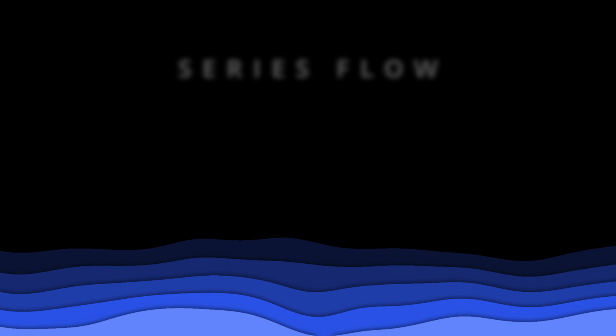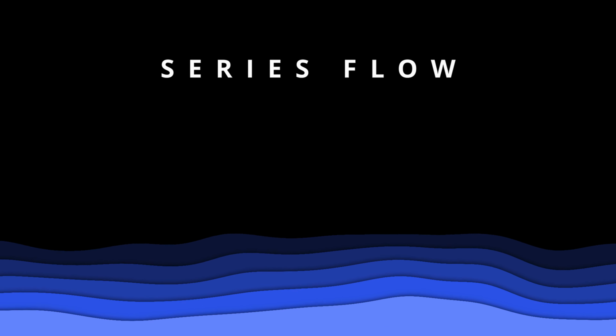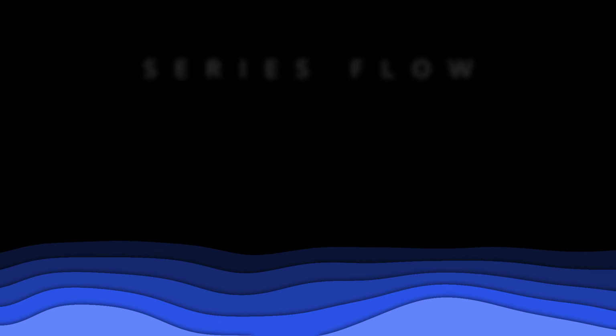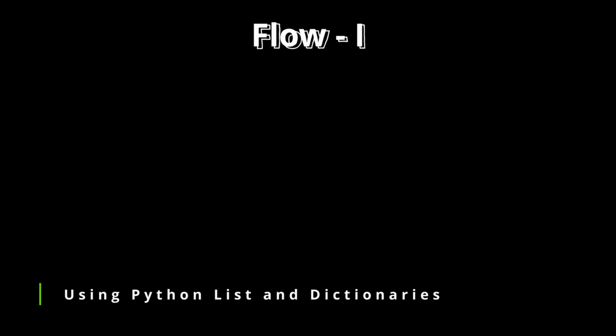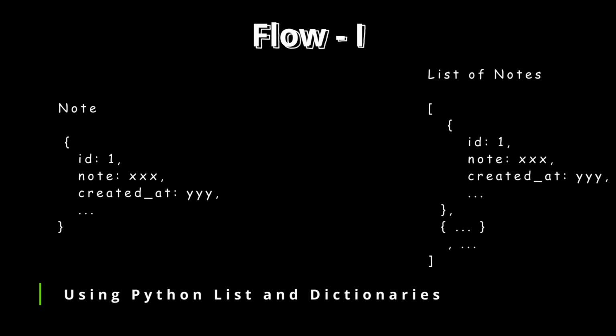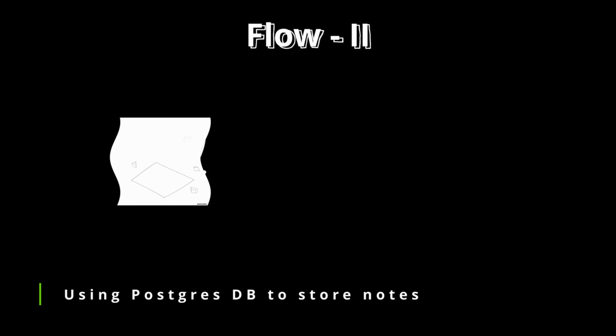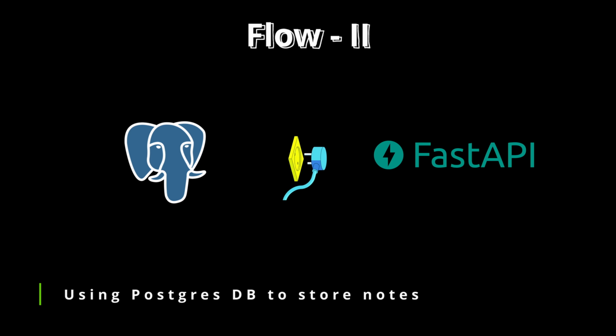I have structured the series in the following manner for easy understanding. In the beginning, I'll be using Python's built-in data types, lists and dictionaries, to store the notes. The notes are represented in dictionaries, and all the notes are stored inside a list. That is a list of dictionaries. And later on, we'll be setting up the database and linking the database to APIs.